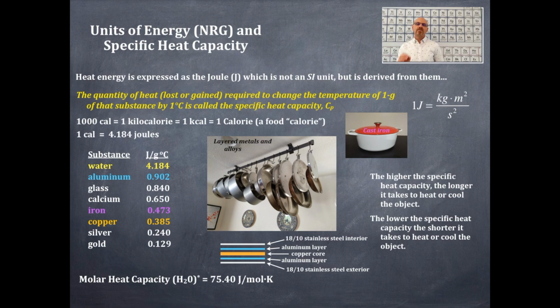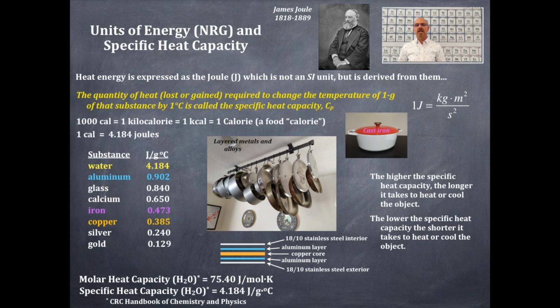Okay, there's the molar heat capacity of water, and this is the specific heat capacity of water, and these values come from the CRC Handbook of Chemistry and Physics. That's a big, gigantic, thick book that has all the constants that we ever need, including all the calculus, integrations, and derivations of equations. This is James Joule, and he's the guy that we have the joule, the heat energy term, named after from all his research.